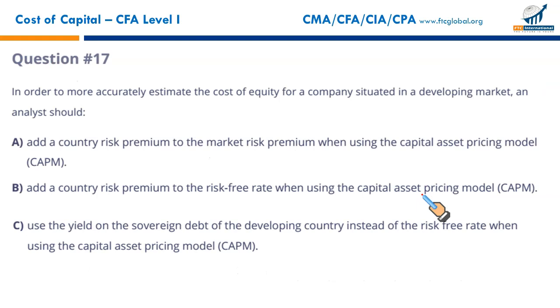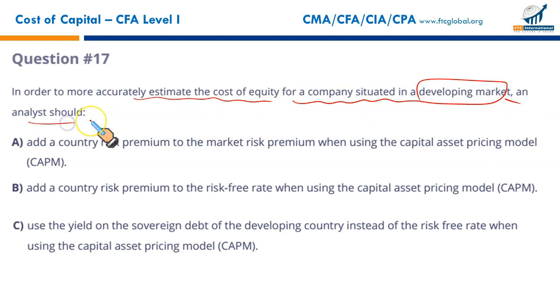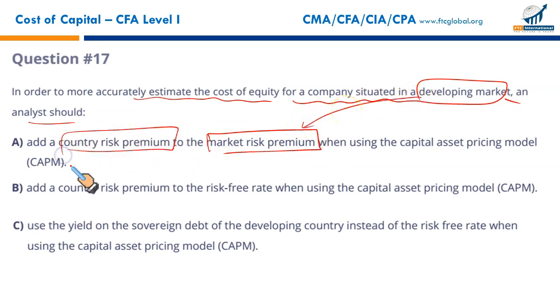Next, in order to more accurately estimate the cost of equity for a company situated in a developing market, and when you say developing market, it means China, Russia, Pakistan, India, developing economies, we need to make some adjustment in the cost of equity. An analyst should do what? The recommended approach is to take the market risk premium in that particular country and add the country risk premium to the market risk premium when using the capital asset pricing model. That is the suggested approach.